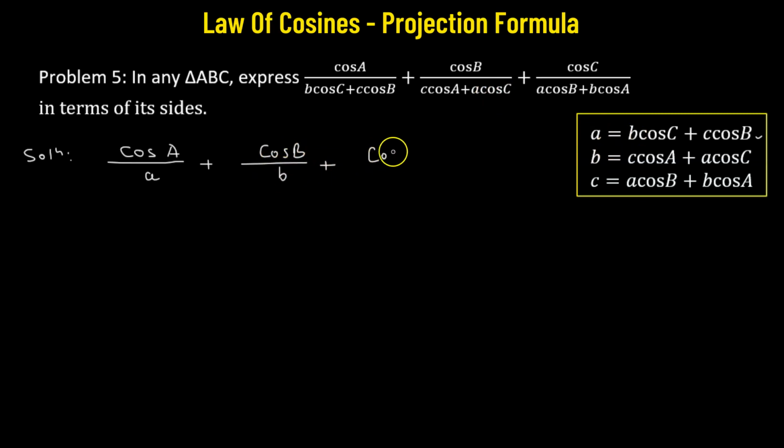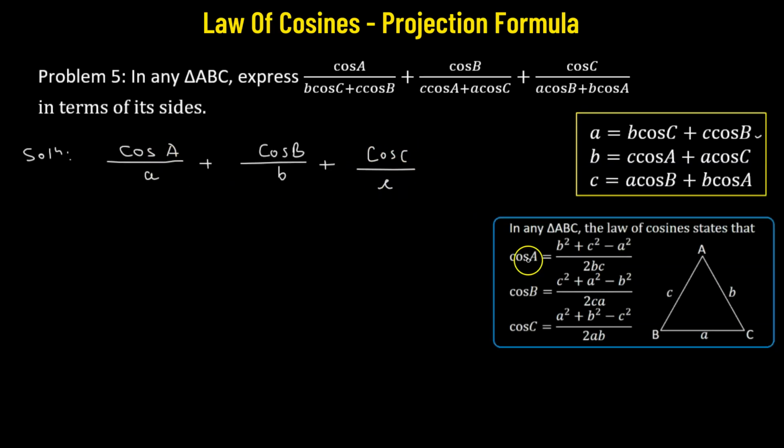And cosine of C, the third term, cosine of C divided by c. Now using the law of cosines, we can define cosine of A for triangle ABC as b squared plus c squared minus a squared over 2bc. So let's replace this value here. We get b squared plus c squared minus a squared divided by 2bc. And we also have a in the denominator.